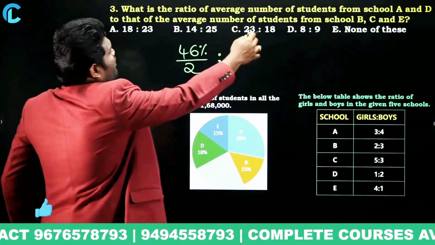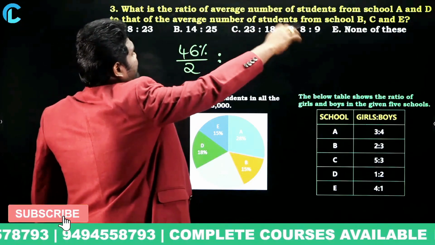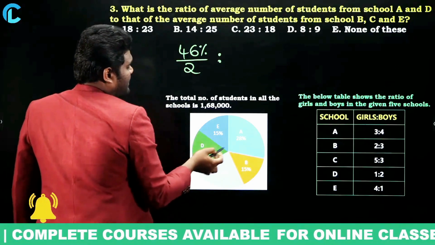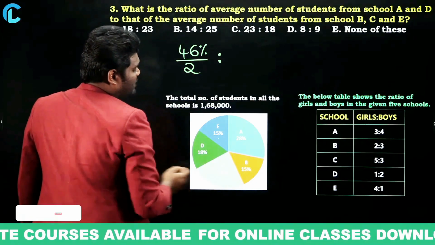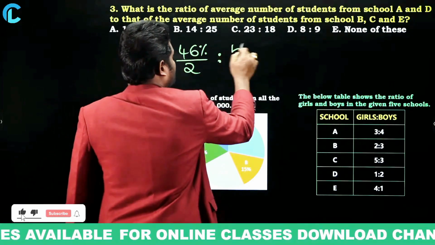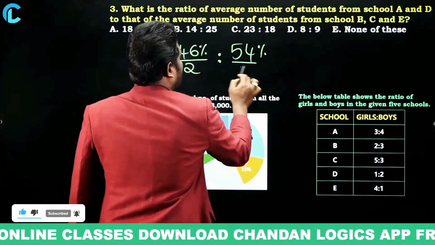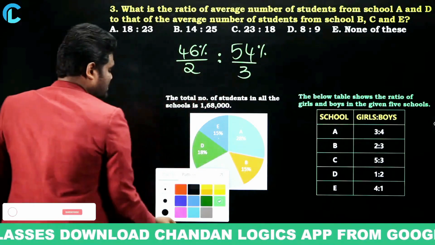Next, average number of students from BCE. BCE means B 15, C 24, E 15. So 15 plus 15, 30, 30 plus 24 means 54. Okay, so this is 54%. Here, average, we have 3 schools, so divide by 3. Is that clear?